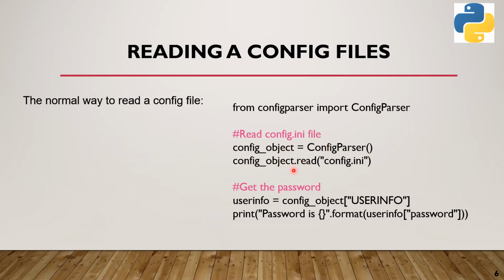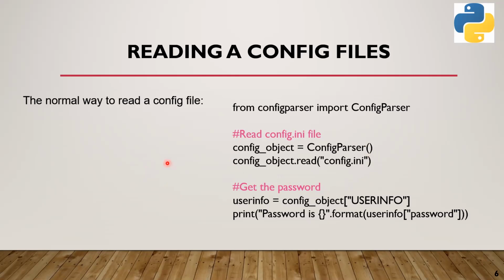So when you read it, you are saying it with the config object dot read, and there you are calling the function, or the file, which is the ini file. Now let's say I want to read something. This is just that you completely read that ini file, and later on you need to read the password.